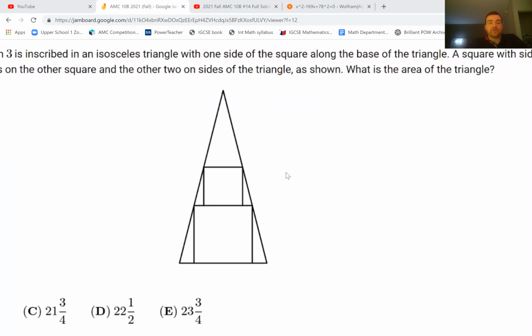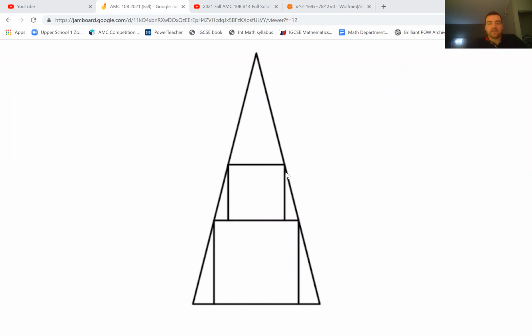Okay, so basically what it's telling us is that this distance is 3 and this distance is 2. So these are squares. So this is 3, 3. This is 2, 2, right? Now, this is actually super easy.